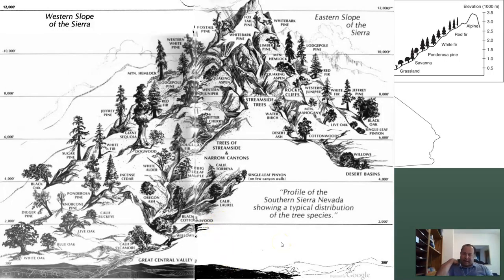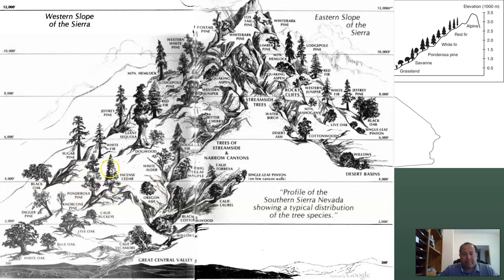So another way to look at it and really paint the picture of how important topography and these different elevations can be is this idea here. It's a drawing of what trees are in the Sierra Nevada mountains. You can see that at different elevations, you're going to get different trees, and you're not going to get all the same trees at all these different elevations. So down here, below 2,000 feet, we get a lot of hardwoods. We get our oak trees. We have our oak trees growing in the foothills. But as we go up in elevation, we're getting much different.